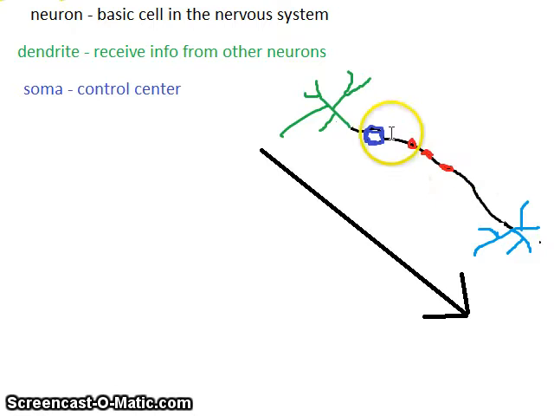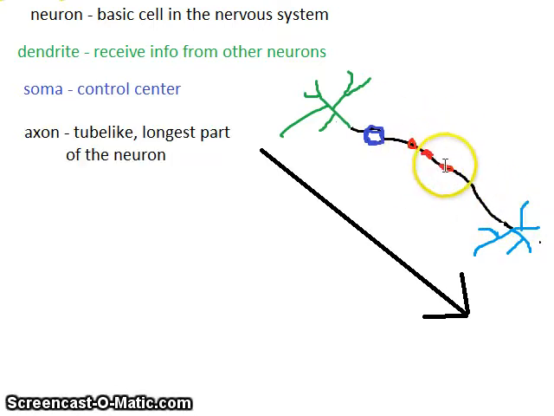This is the longest part of the neuron, and this is called the axon. You will notice these little red things that are on the axon. Those little red things are called myelin, sometimes called myelin sheaths. Myelin is a fatty substance, and just like what fat does in the rest of your body, it does the same thing for your neurons.